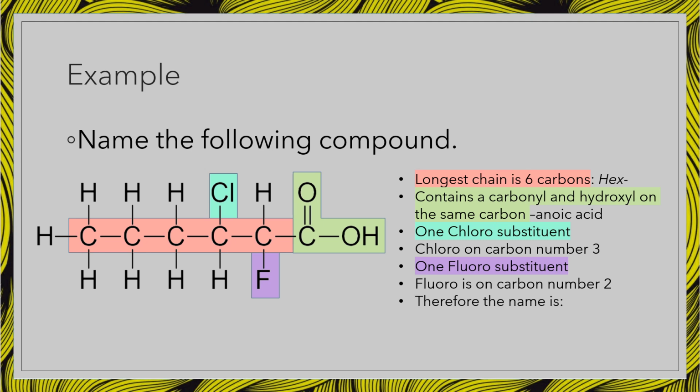Now, how do we put it together? What was our main rule? It was alphabetical order. So we're going to put 3-chloro, 2-fluoro, hexanoic acid. So even though the bigger number is first, with chloro, it's in alphabetical order, and that was what was more important when we're writing down the name. Okay, so 3-chloro, 2-fluoro, hexanoic acid.